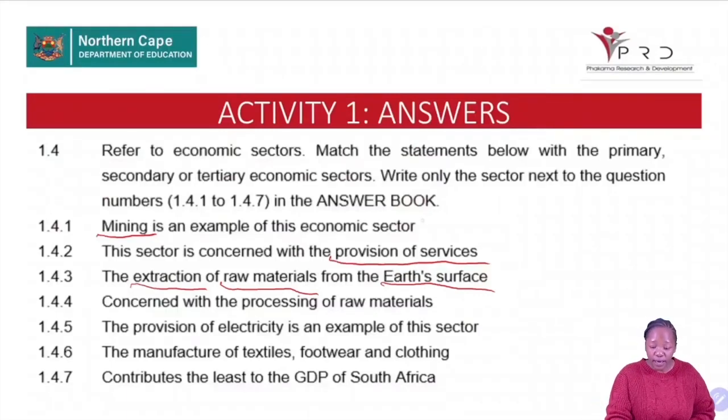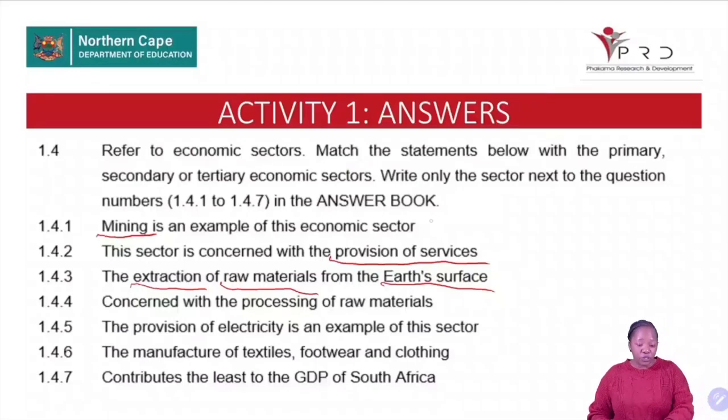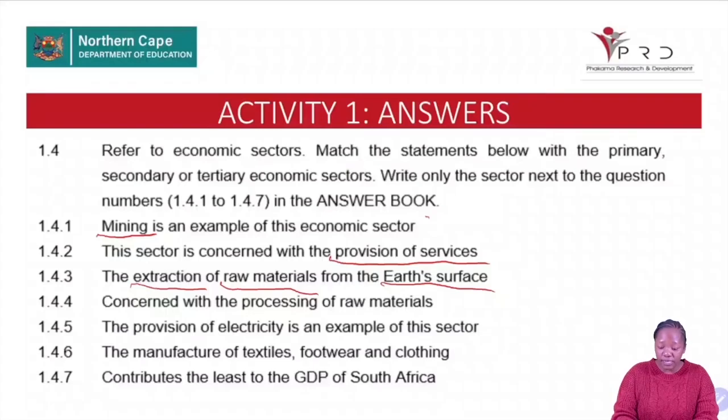So here I will put P for primary sector, then I will put T for tertiary sector, and then I will put a P for primary sector. So the fourth question, it says it is concerned with the processing. So the key there is the processing. What are we processing? A raw material.